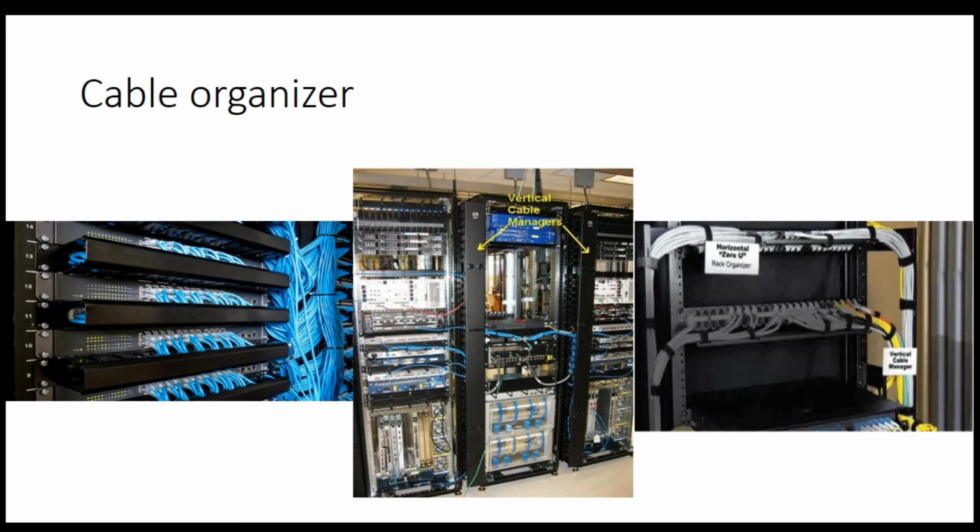There are three types of cable organizer: horizontal, vertical, and horizontal 0U. It is named 0U, or 0 rack unit, because it doesn't consume any space in the rack.